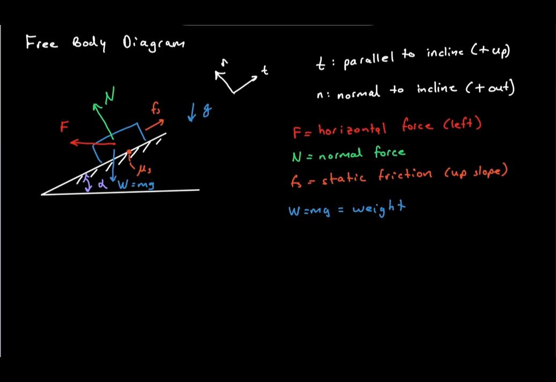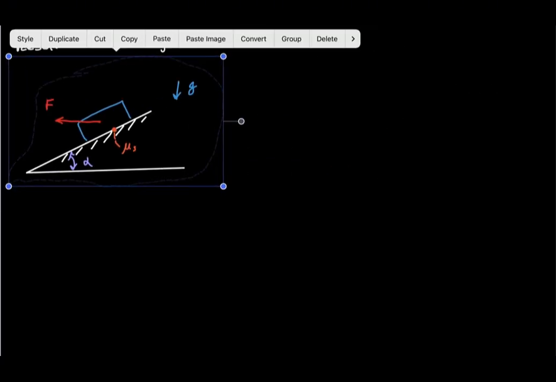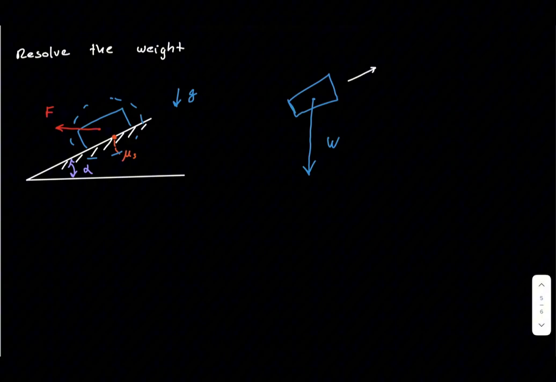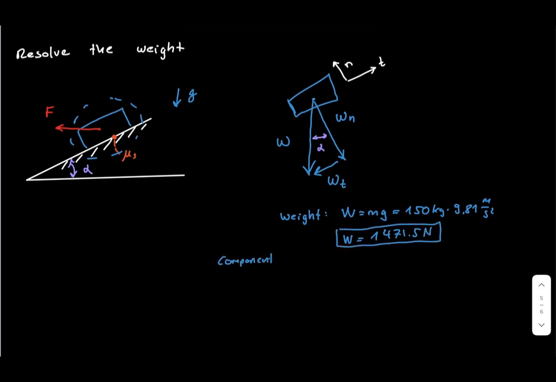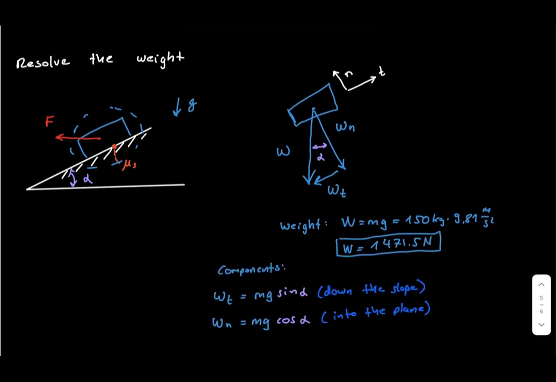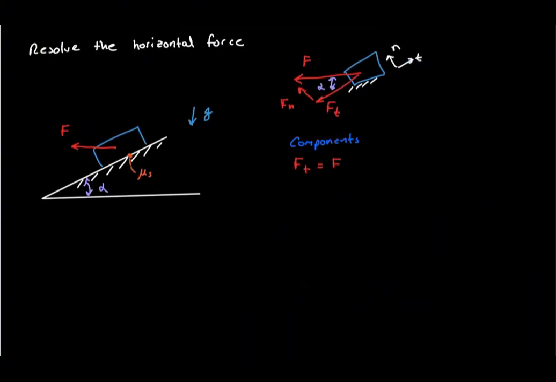For problems involving inclined surfaces, it is usually easiest to choose local coordinate directions. One direction runs parallel to the incline, and the other direction is perpendicular to it. The weight of the block is the mass multiplied by gravitational acceleration. This gives 1,471.5 newtons. Its component parallel to the incline acts down the slope, while its normal component pushes the block into the surface. Now consider the horizontal force.